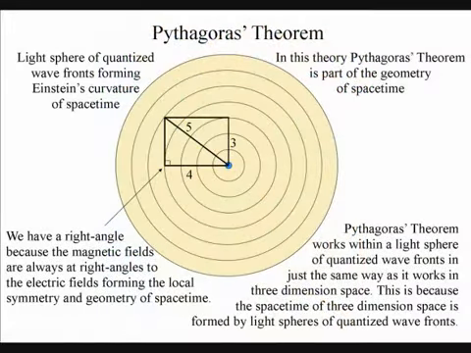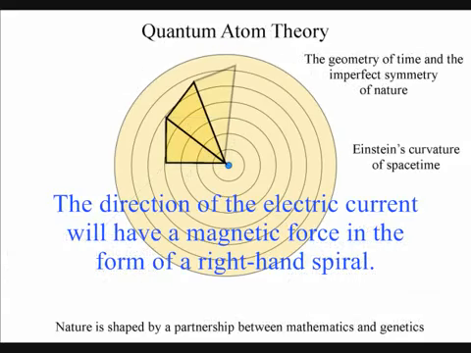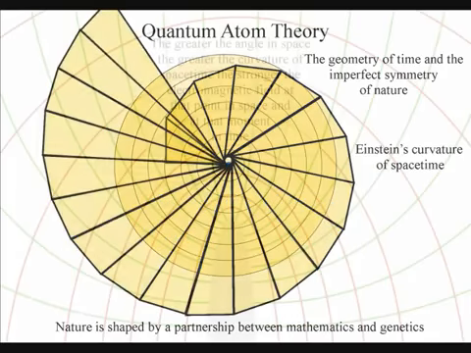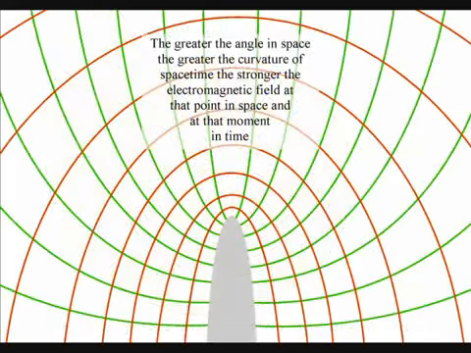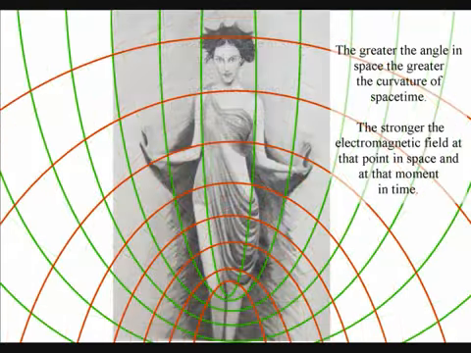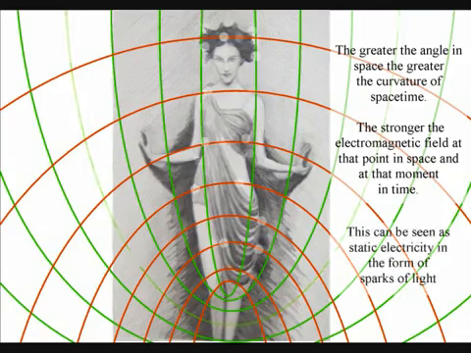The magnetic fields are always at right angles to the electric fields, forming a local space-time symmetry and geometry. This will spiral out, creating visual and mathematical patterns of our universe. The greater the angle in space, the greater the curvature of space-time, the stronger the electromagnetic field at that point in space and at that moment in time.